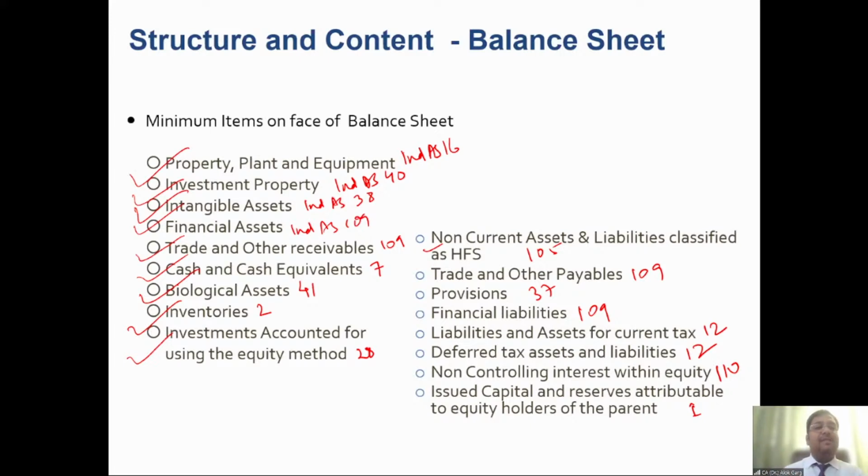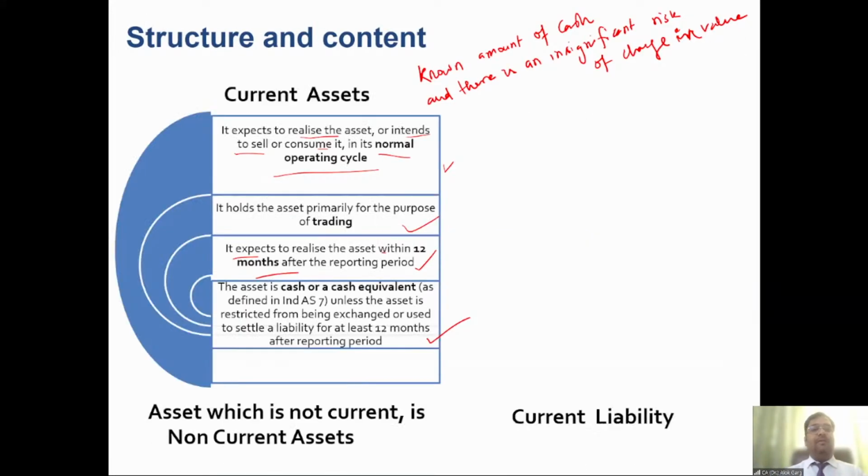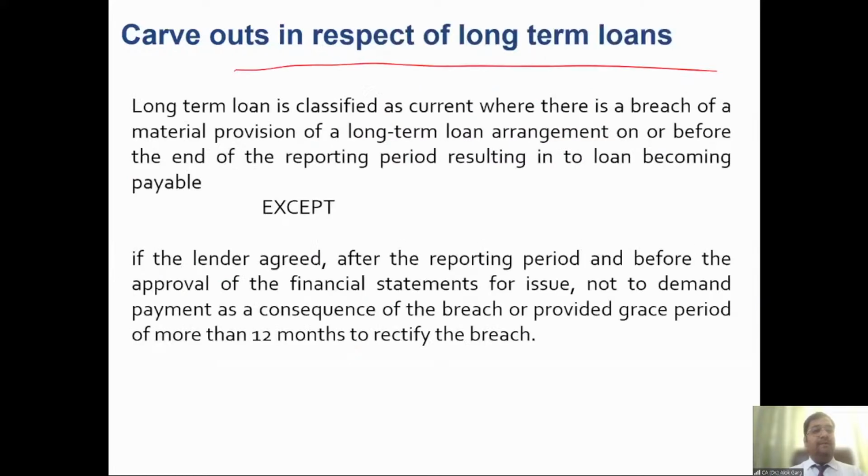The liquidity presentation can be applied if it is more relevant, right? This is given by Ind AS 1, and the current and non-current guidance is also given by Ind AS 1, right? So this carve out is also given in Ind AS 1. So we have discussed these aspects. Let's move to the next component, which is statement of profit and loss, right?